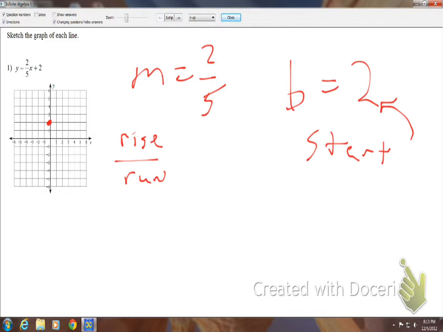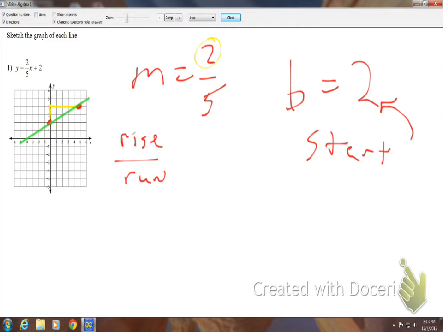So from this point, the y-intercept, I'm going to rise up 2 units, 1, 2, and I'm going to run 5 units. Run is left to right, it's positive, so I go to the right. And what I have now is a location for my new point. It's going up 2 and over 5. And now, to graph that line, I simply draw a line between those points. Yay! So that's our first problem.